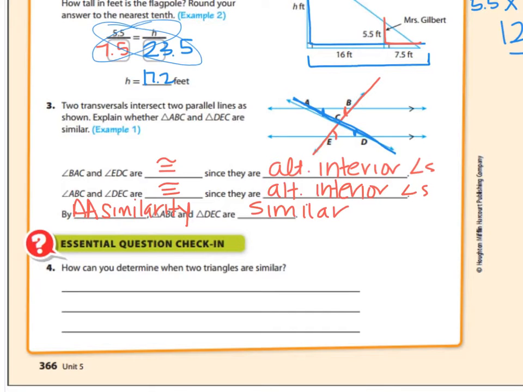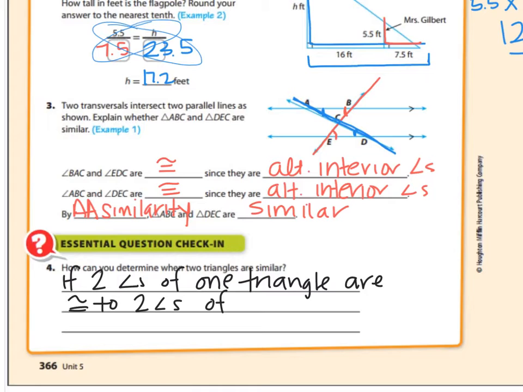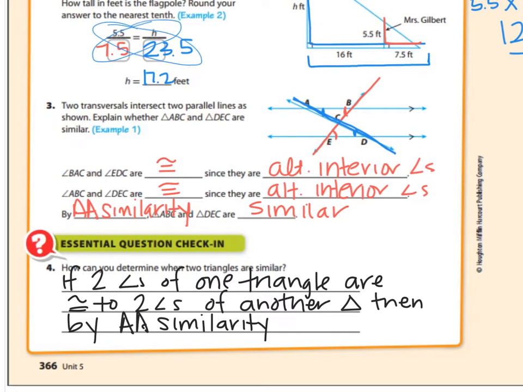All right, and this last question we're looking at is our essential question. How can you determine when 2 triangles are similar? Well, first thing we need to do is determine if we have 2 pairs of corresponding congruent angles. And if they are, then we have similar triangles based on our angle-angle similarity postulate. So if 2 angles of one triangle are congruent to 2 angles of another triangle, then by angle-angle similarity, I think I spelled that right, the triangles are similar.